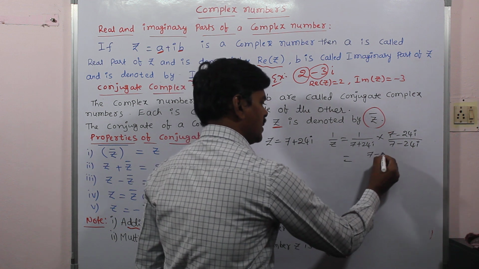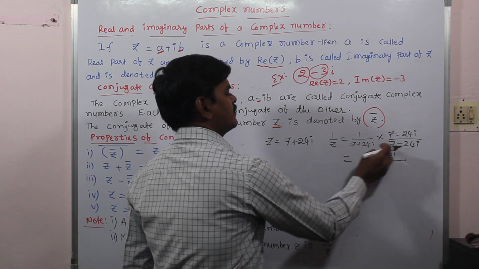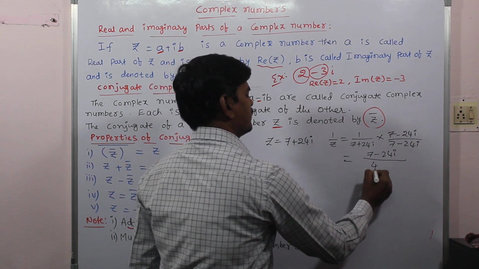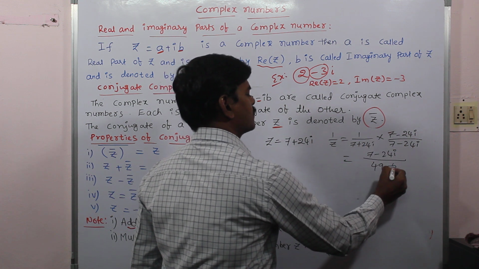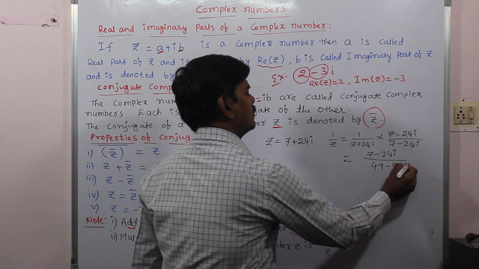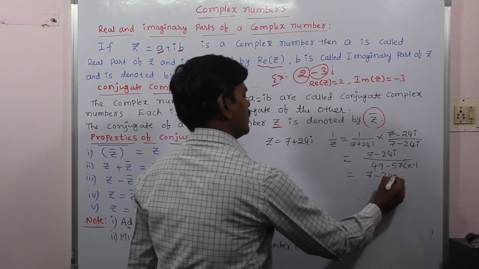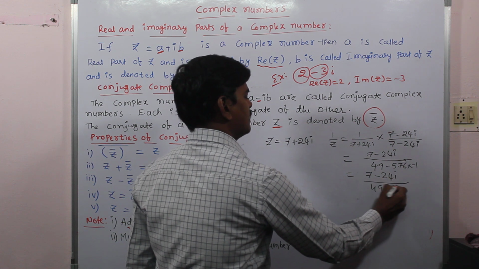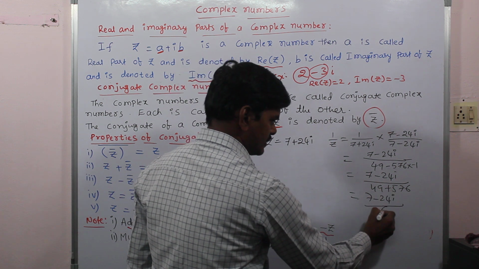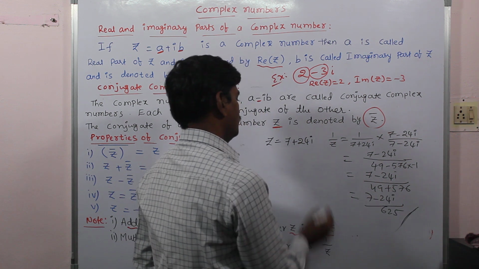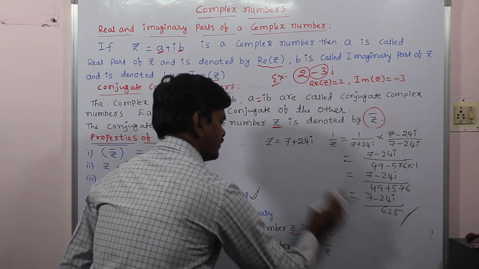So what do you get? (7 - 24i) divided by a denominator of the form (a + b)(a - b), which is a² - b². 7² is 49, minus 24² i²; 24² is 576 and i² is -1. So we get (7 - 24i)/(49 + 576), which is (7 - 24i)/625. This is the multiplicative inverse of 7 + 24i.